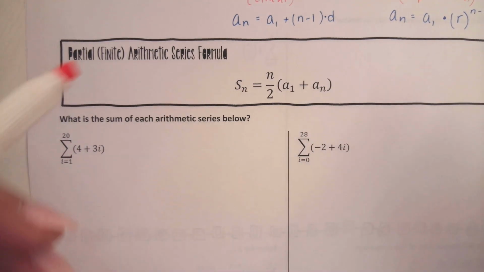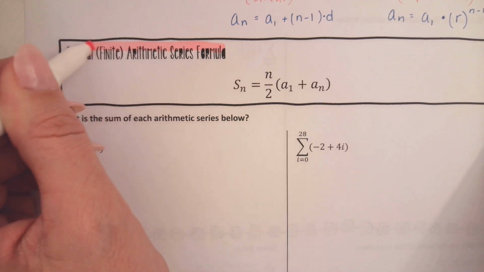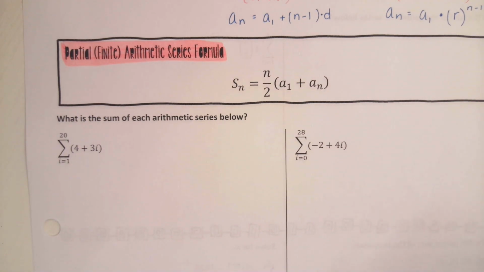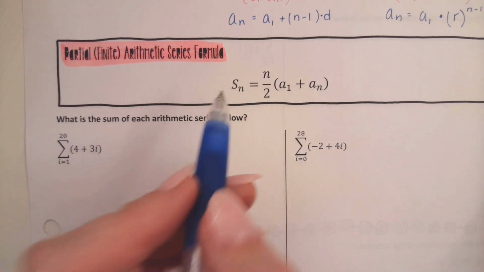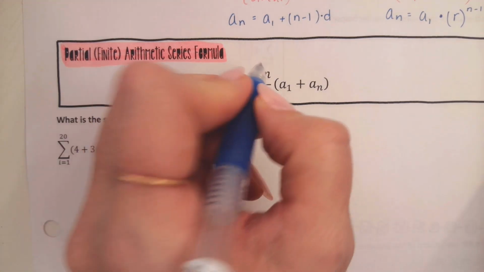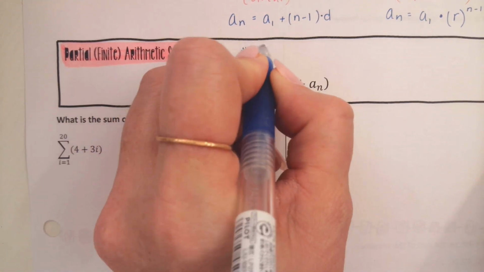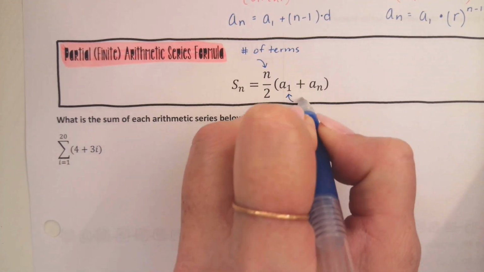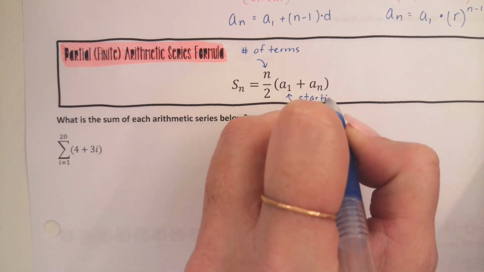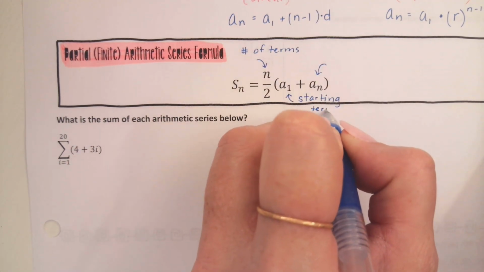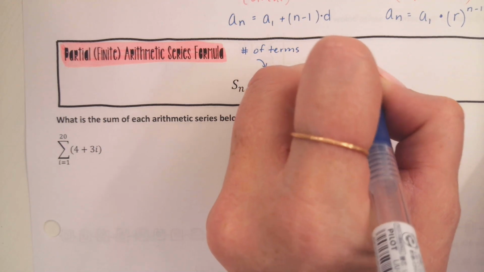So starting with the one for an arithmetic series, partial finite, so it's not like an infinite series that goes on forever. Partial series means that it just has an ending point, it stops. So looking at that formula, sum of the first however many numbers you're trying to find equals, n stands for the number of terms. Number of terms. A1 stands for the starting term. Starting term. And then AN stands for the ending term. Starting term, ending term.